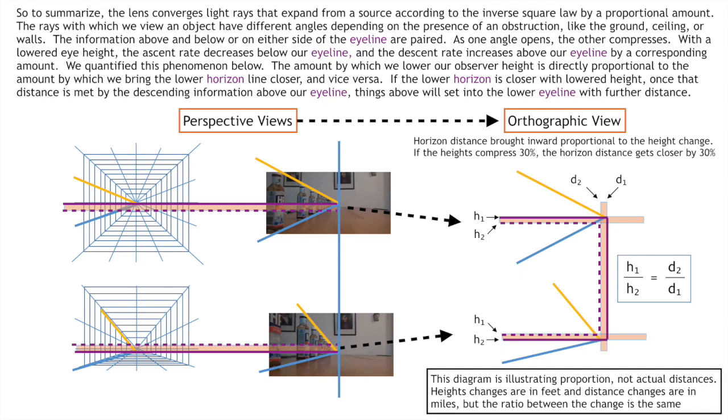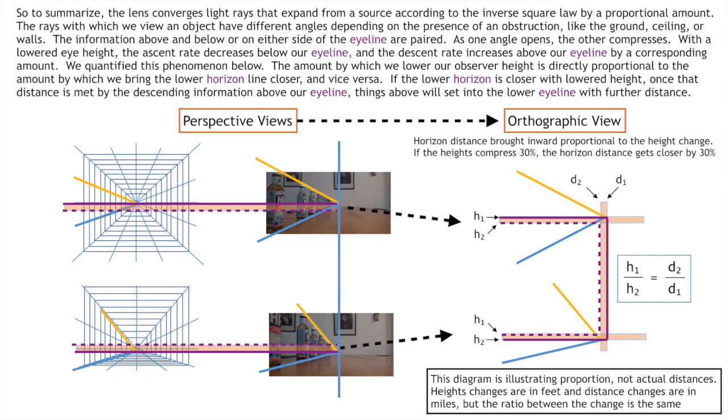With a lowered eye height, the ascent rate, right, the blue line in this example, decreases below our eye line, and it becomes more stabilized. And the descent rate increases above our eye line by a corresponding amount, and things appear to descend at a faster rate.